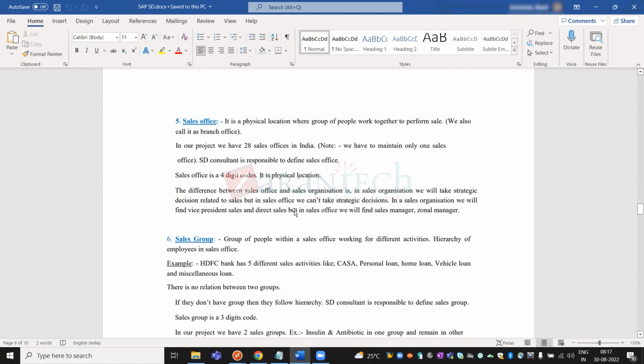At the end of the day, the sales office shares its total business with its regional office. Then the regional office shares its business with a higher level. At the end of the day, the total business or total revenue generated is shared with your company code. Likewise, business is done hierarchy-wise.